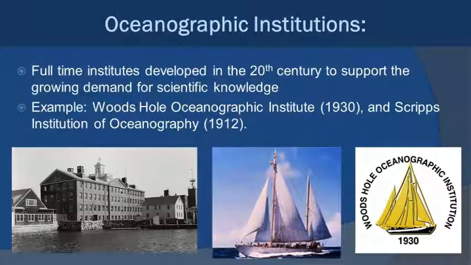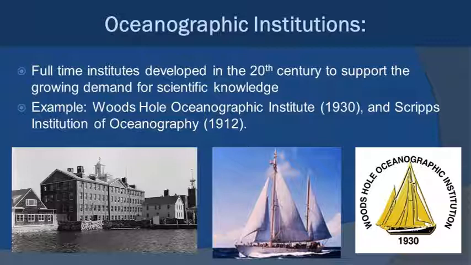Eventually, there became a need for a more focused study of the ocean, and that led to the development of various oceanographic institutes around the world. Some big examples are the Woods Hole Oceanographic Institute, which started in 1930, and the Scripps Institute of Oceanography in 1912. This leads us to today.